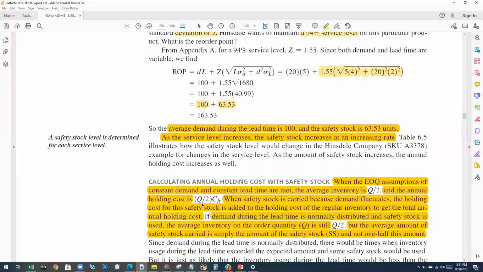EOQ divided by 2, this is the average inventory during the year, and we multiply that by the carrying cost. That is our carrying cost for our average inventory during the year. But when we have safety stock, we do not add the safety stock into the average inventory. We add safety stock to this.